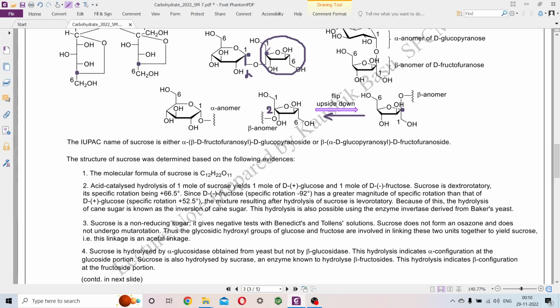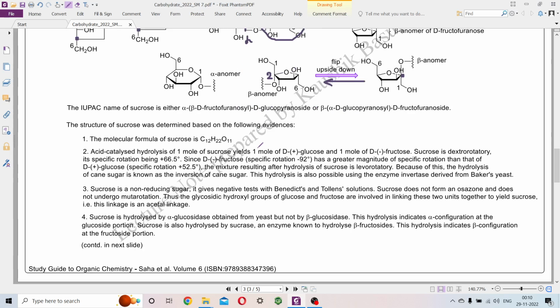But at C2 of the fructose unit and at C1 of the glucose unit, nowhere can we see a free hydroxyl, and both of these linkages are like acetals, and therefore it gives negative tests with Benedict's and Tollens solutions. Sucrose also does not form any osazone because there is no free aldehyde or keto group available, and it does not undergo mutarotation.